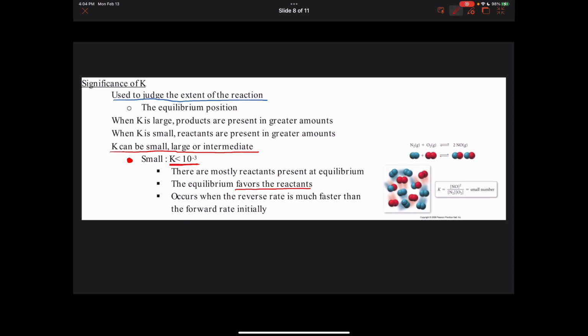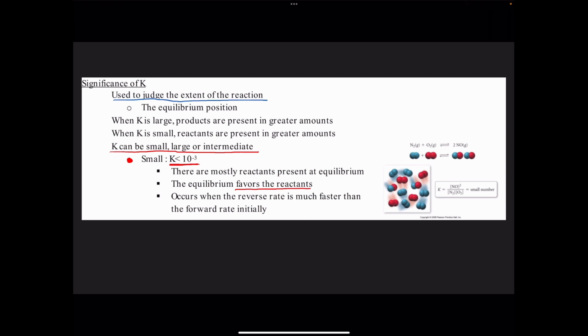And so we can see that here with this reaction of the N2 plus O2 producing 2NO. So where the two dots are connected, that's my product. We have very few product compared to leftover reactant. So lots of leftover reactant.